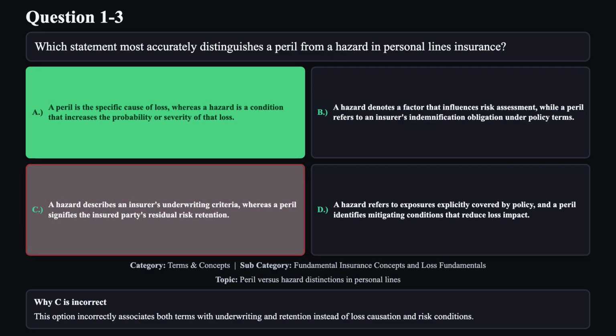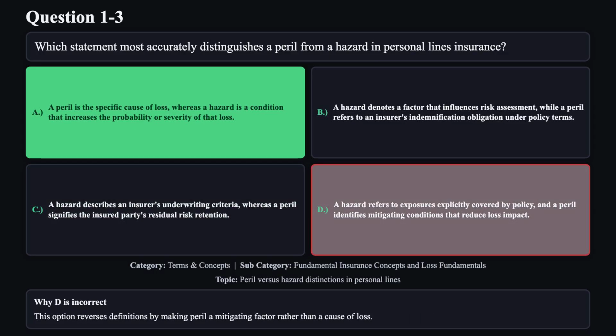Reason C is not correct. This option incorrectly associates both terms with underwriting and retention instead of loss causation and risk conditions. Reason D is not correct. This option reverses definitions by making peril a mitigating factor rather than a cause of loss.